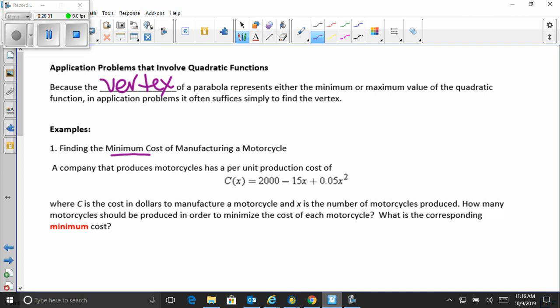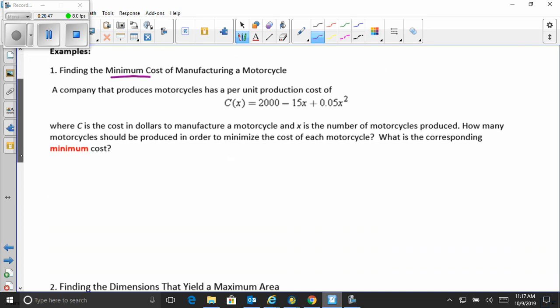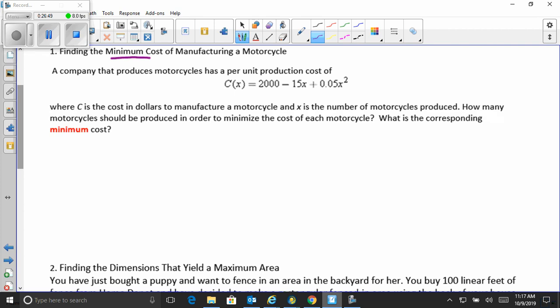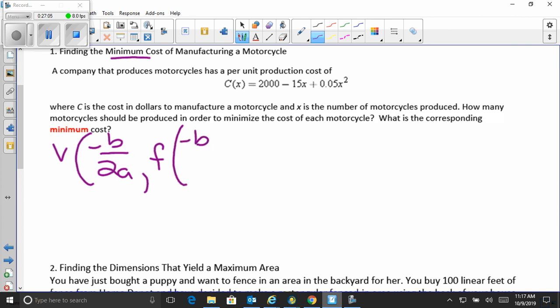So we're needing to find the vertex, keeping in mind that x is the number of motorcycles produced, and C is the cost. So even though we're going to find the vertex, we're finding h and k. It's k that answers the question, because that's our output. So looking at this, it's in our general form. So to find the vertex, we do -b over 2a. That'll give us the h, or in this case, our x. And then to find the C, or our output, we have to input that back in.